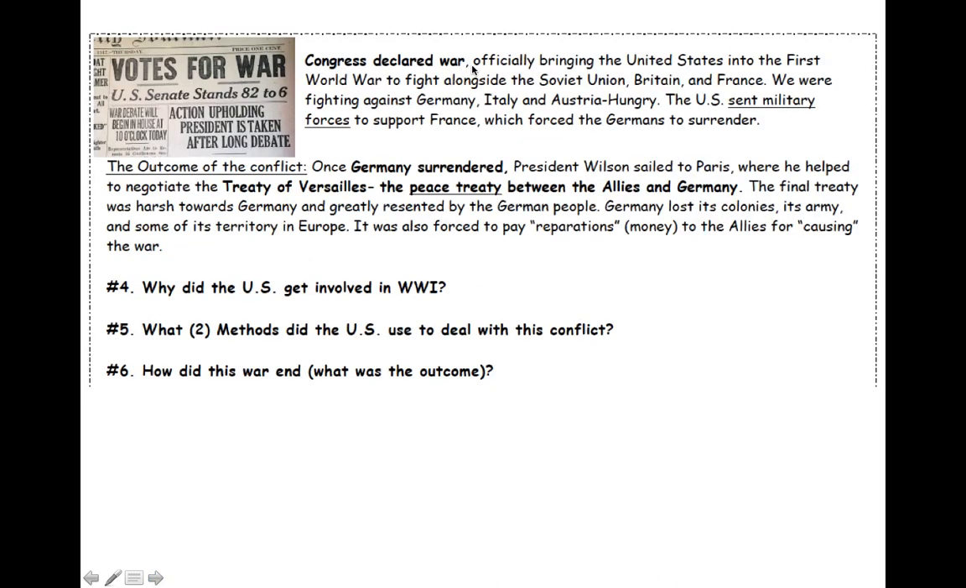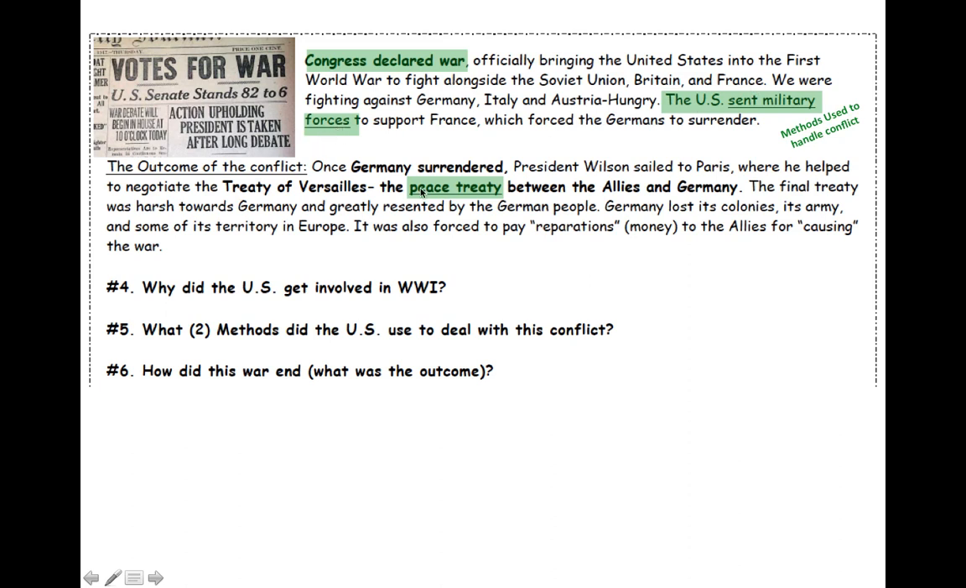Congress declared war, officially bringing the United States into the First World War to fight alongside the Soviet Union, Britain, and France. We were fighting against Germany, Italy, and Austria-Hungary. The U.S. sent military forces to support France, which forced the Germans to surrender. So the methods that were used here to handle this conflict: the United States declared war, and we sent military troops or military forces.